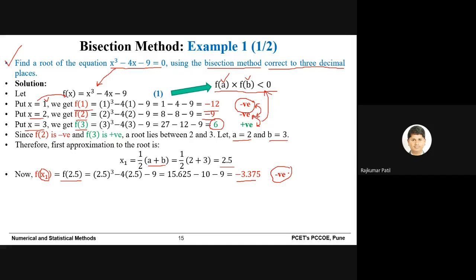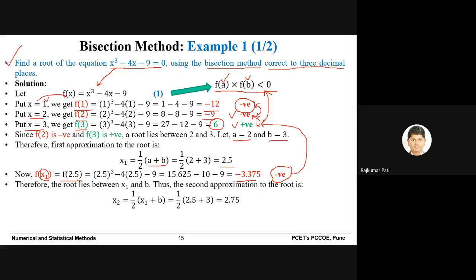So again you got a negative value for the function when you put x equal to x1, that is 2.5. And if you compare this value with the previous two values, then you can easily guess that the root lies between 2.5 and 3. So the root lies between x1 and b. And again, you can calculate the second approximation, that is x2 is equal to 1 by 2 into x1 plus b, and the answer is 2.75.